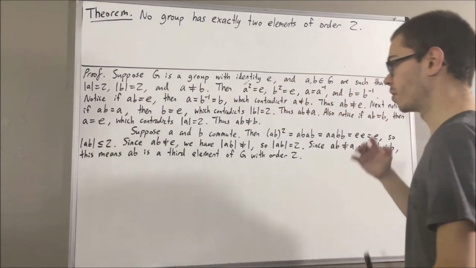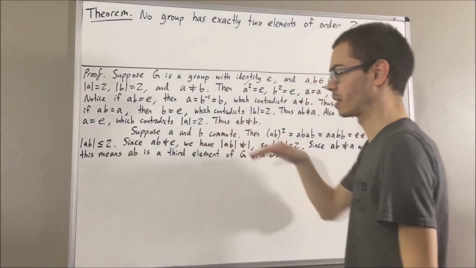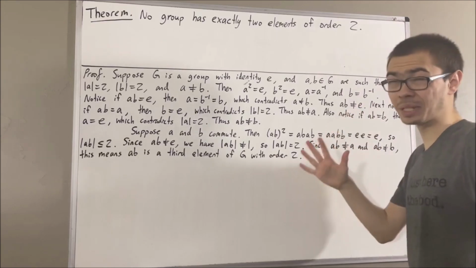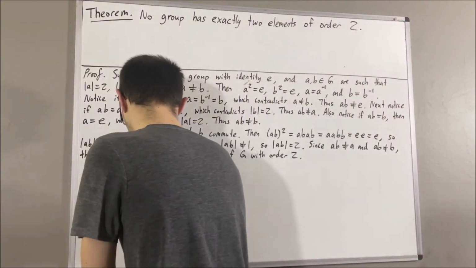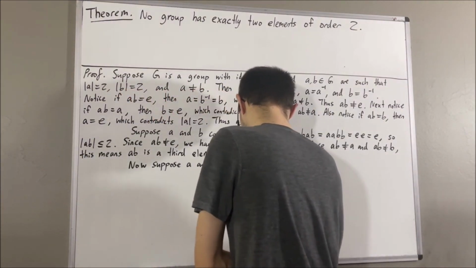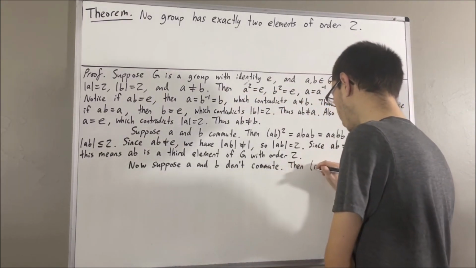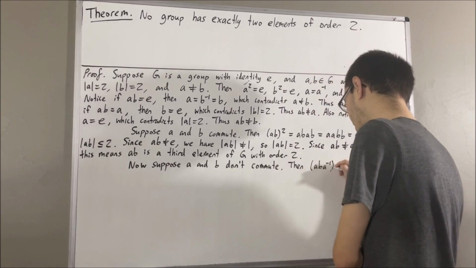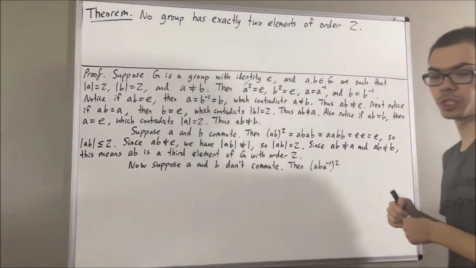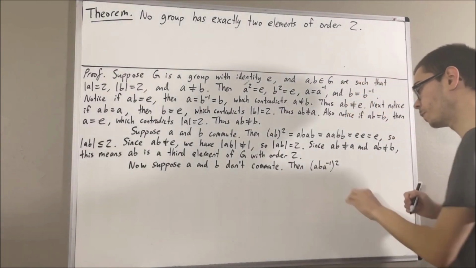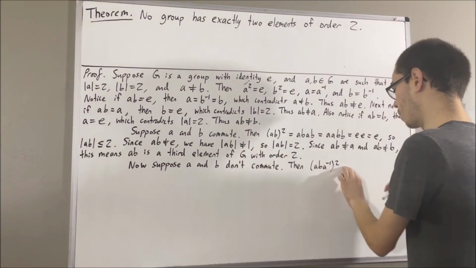And so, this completes the case where A and B commute. Now let's consider the case where A and B don't commute. The claim is, in this case, we can show that ABA inverse is a third element of G with order 2. So then what happens if we raise ABA inverse to the power 2?